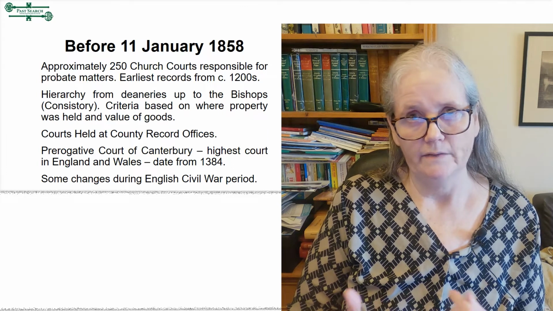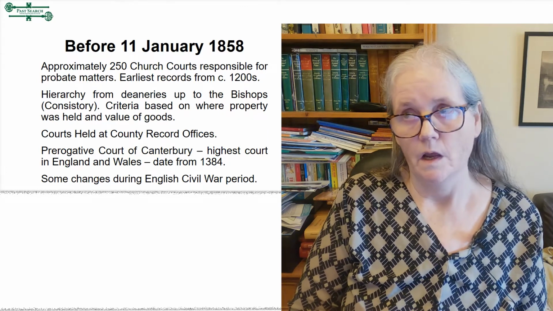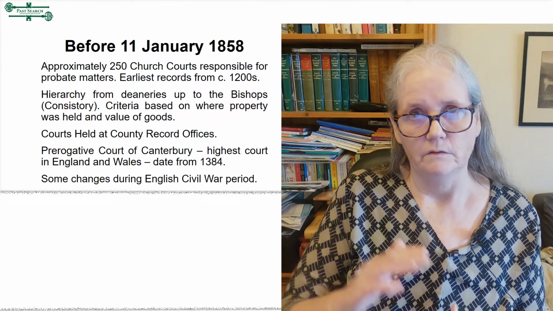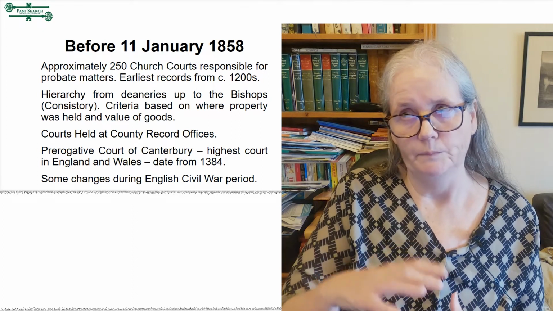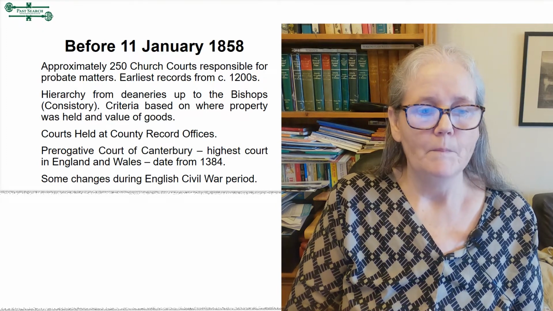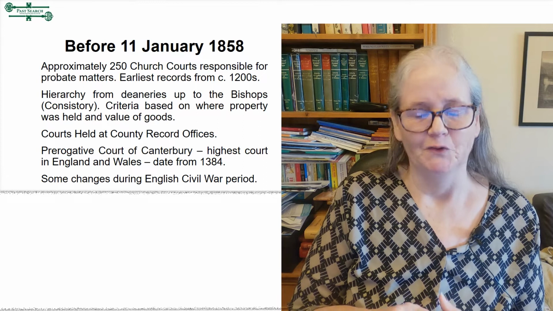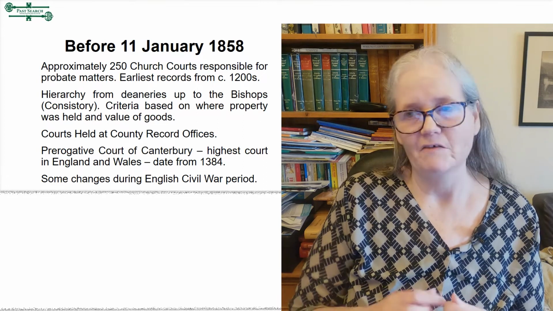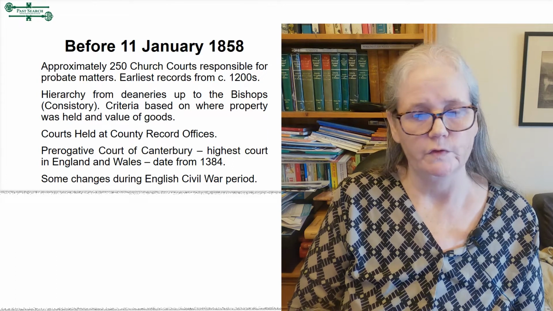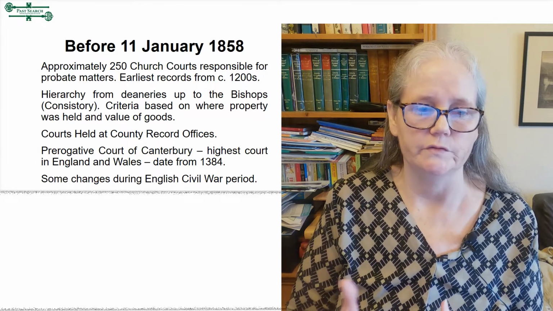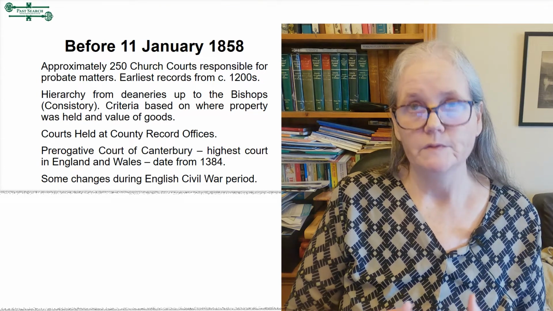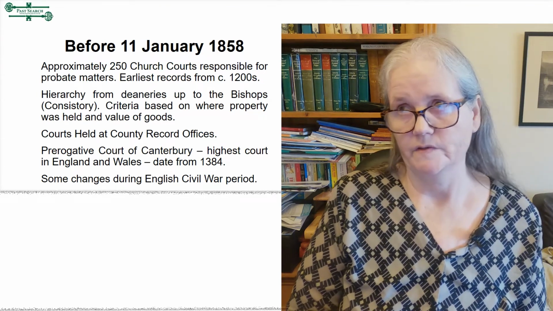So if you had land or property in more than one jurisdiction or more than one county, then your will should have been proved in a higher court. But people did not stick to the rules. So whenever I'm looking for probate records, I check all the courts. I don't make any assumptions. The local church court records are mostly held at county record offices.